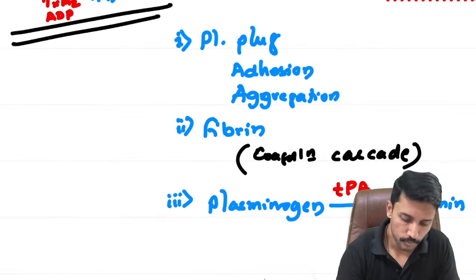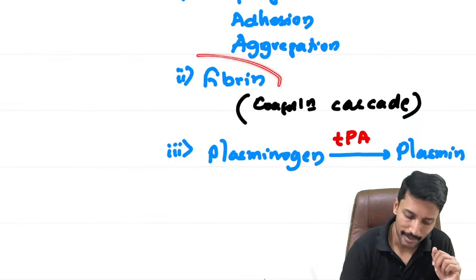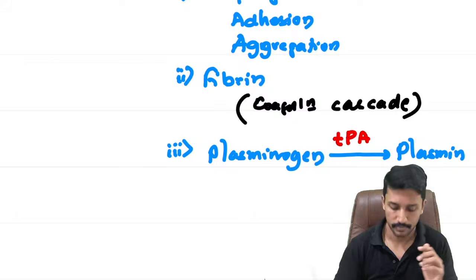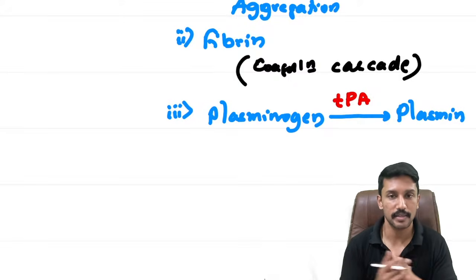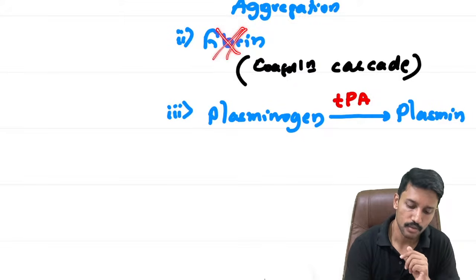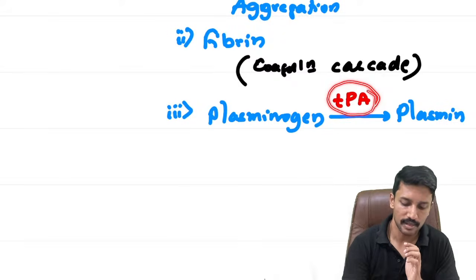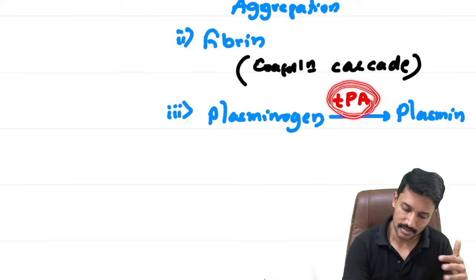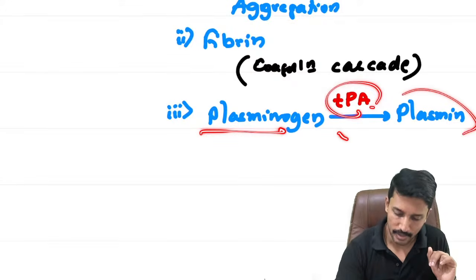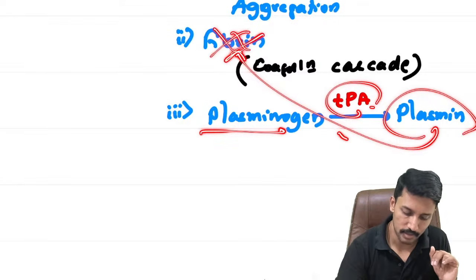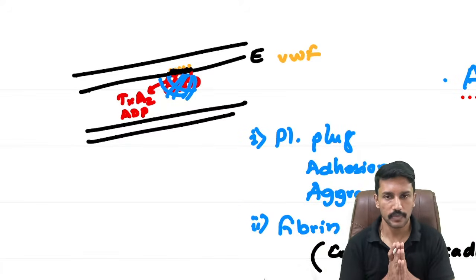So if I give drugs to block platelet plug formation, they are antiplatelets. If I give drugs to block fibrin formation, they are anticoagulants. But what are thrombolytics or fibrinolytics? The drugs which break down the formed fibrin. They are nothing but tissue plasminogen activator or their analogs, which work the same as this. So naturally existing plasminogen, these drugs convert that to plasmin. The plasmin will go and break down the fibrin. So once the fibrin is cleared, the clot is gone, right?